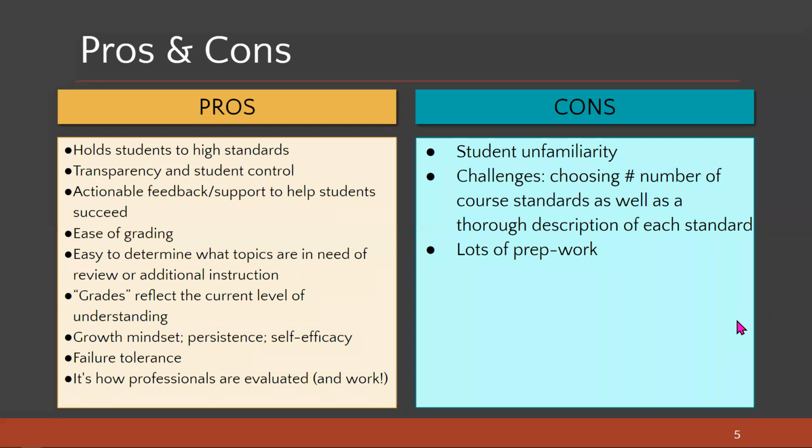And here's a list of what I consider pros and cons. The highlight pros for me is I can set pretty high standards for my students. And there's a lot of transparency in terms of what they still need to do to get a certain grade. They get good feedback in terms of what they need to do or what they should practice to improve their grade. Grading is easy, right? They either met the outcome or they didn't. There's no partial points to figure out.